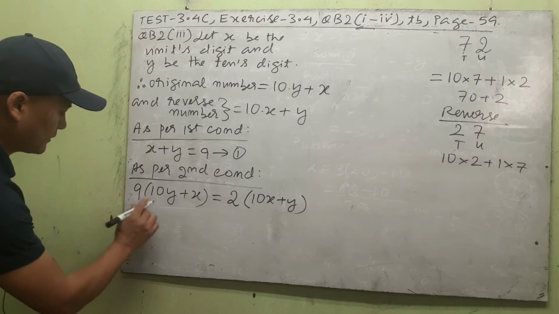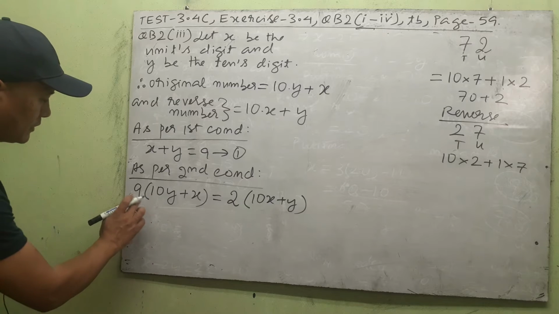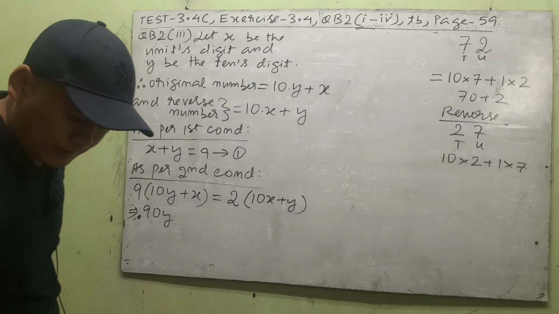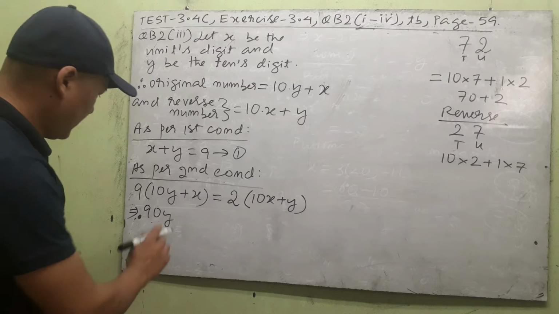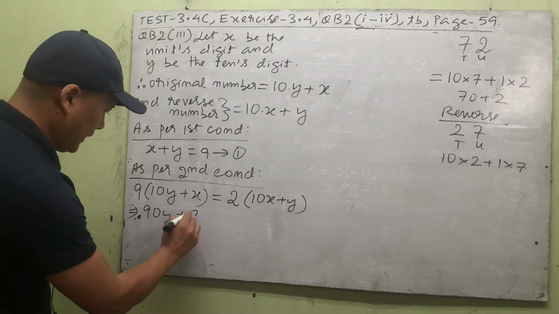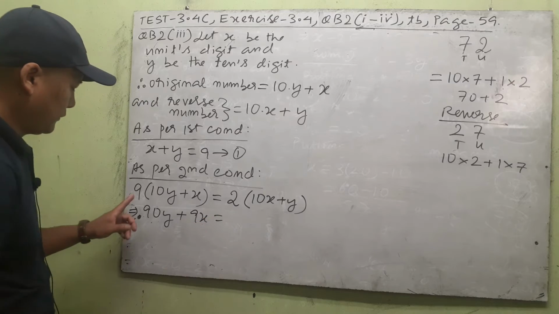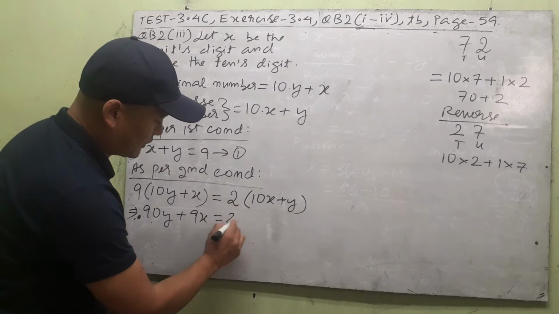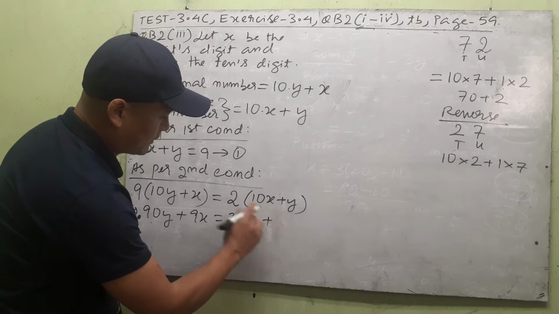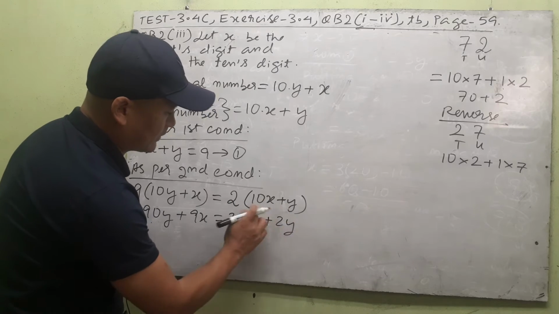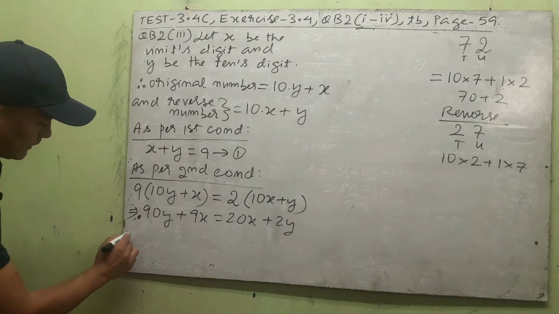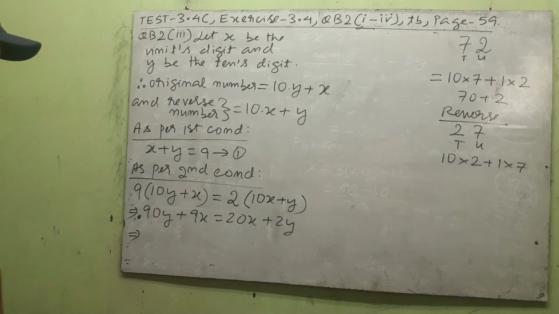So let us simplify them slowly. 9 tens are 90y, then plus 9 into x, 9x. That way, outside multiplies inside, then the bracket is removed. Similarly, 2 into 10x is 20x plus 2 into y is 2y, and brackets are removed on both sides in that manner.